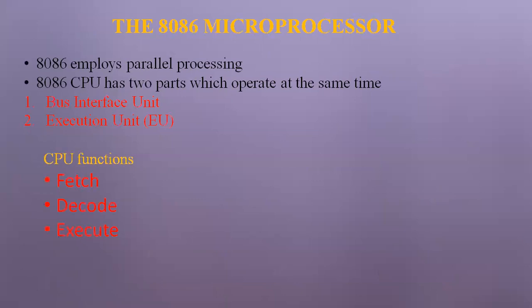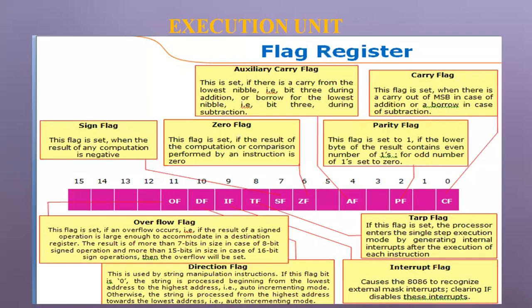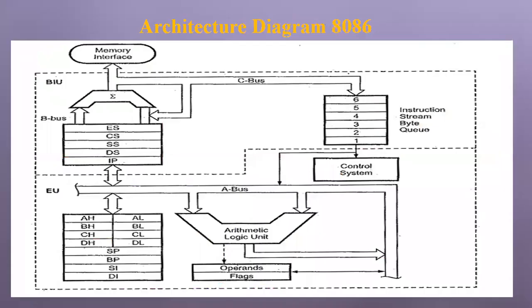So now the 8086 microprocessor. This is the architecture diagram of the 8086 microprocessor. It can be classified into two different parts. The first part is called the bus interface unit. The second part is called the execution unit.